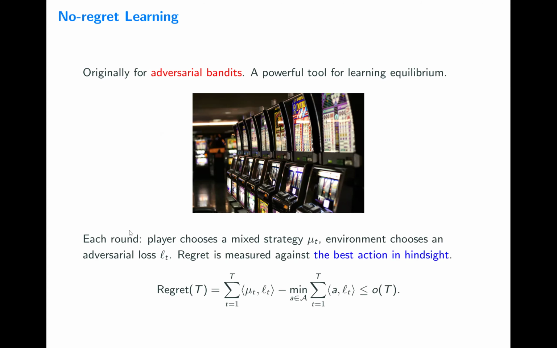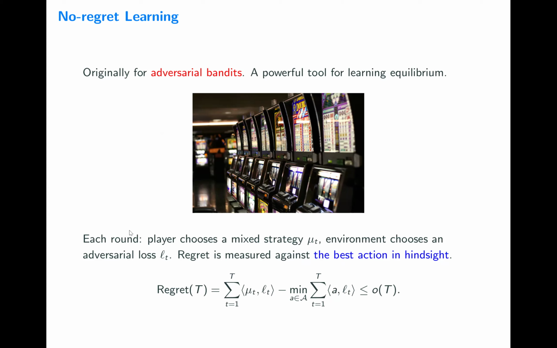What adversarial bandits mean is, you can imagine you walk into a casino and you see a bunch of bandit machines. Your task is essentially to pull the arms, and we measure the success of how you pull in terms of regret. At every round t, you decide a mixed strategy, that is, the probability with which you pull each arm.